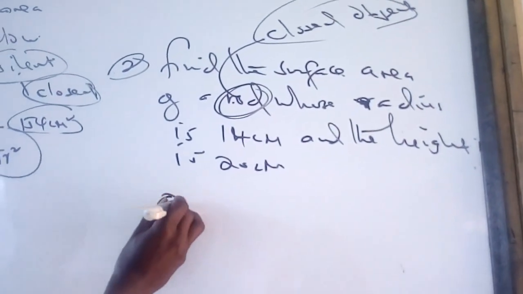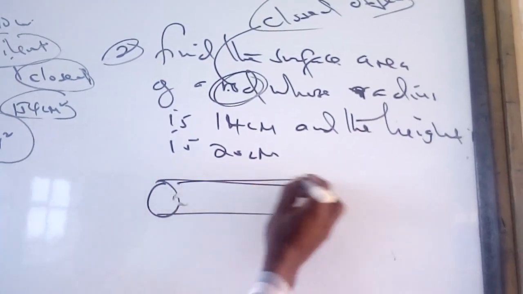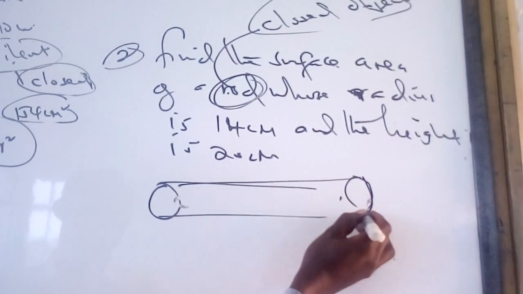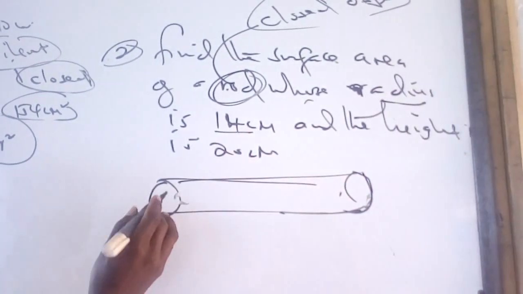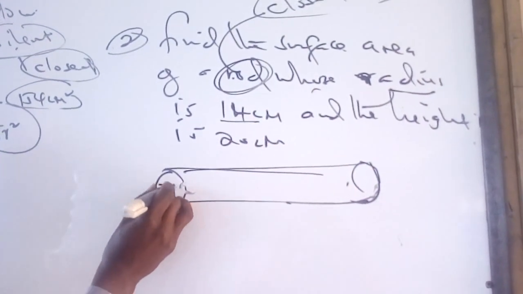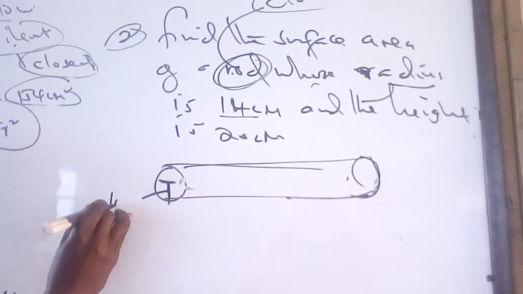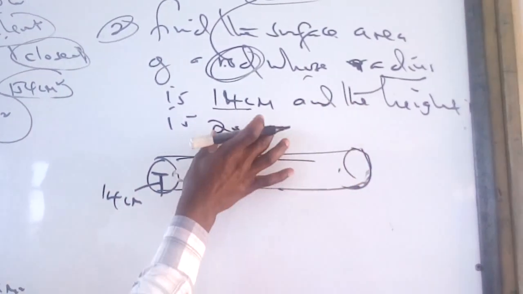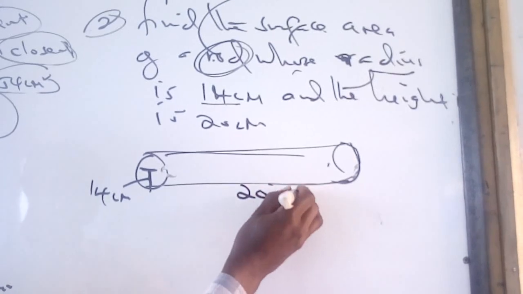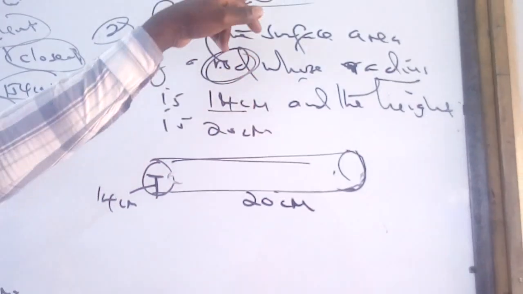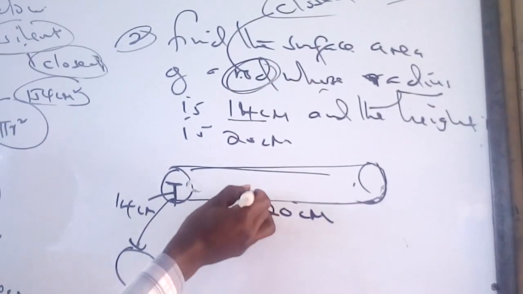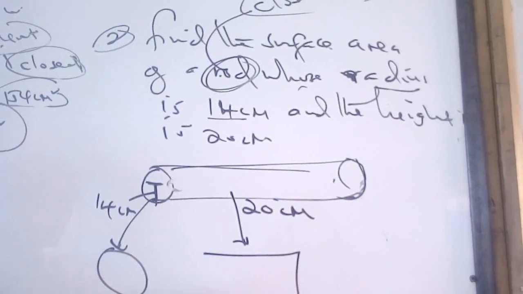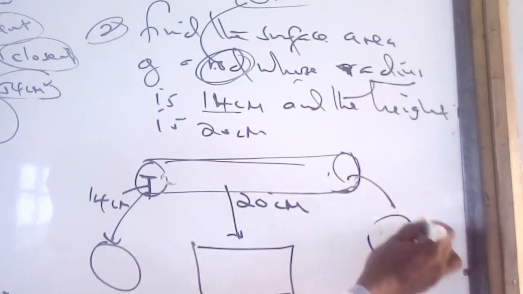So if this is our rod, we are told that its radius is 14. The radius is simply that distance, which is 14 centimeters, and the height is 20 centimeters. So that is our 20. A rod is closed, so what we have is a circle, the curved surface, and then another circle on the other end.